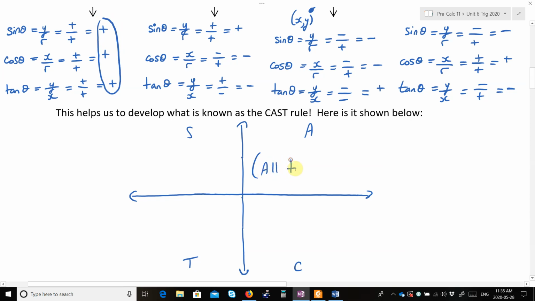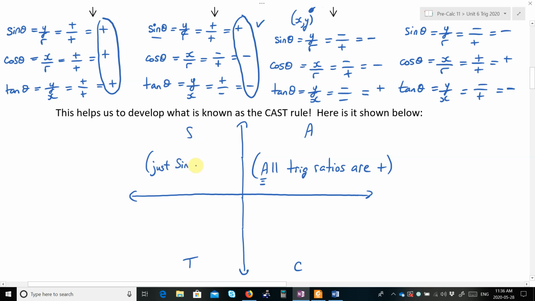All trig ratios are positive. Okay, so the A stands for all. In quadrant 2, check out this situation. The only one that's positive is sine. So the S stands for sine. Just sine ratio is positive.